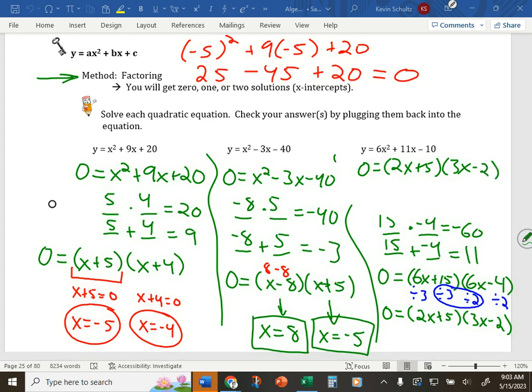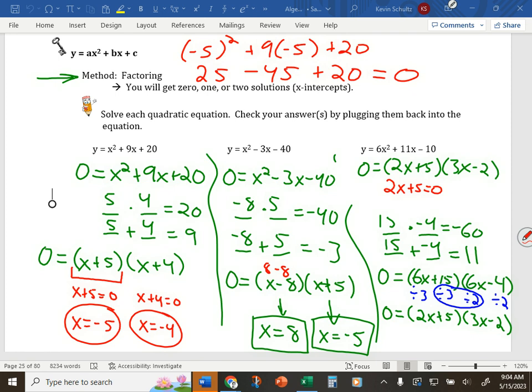Okay. Now just like before, we want these to equal 0, right? We're solving for x. In PO52, we were done here. This was it. We factored it. But now we're solving for x. So we want to make each set of parentheses equal to 0.